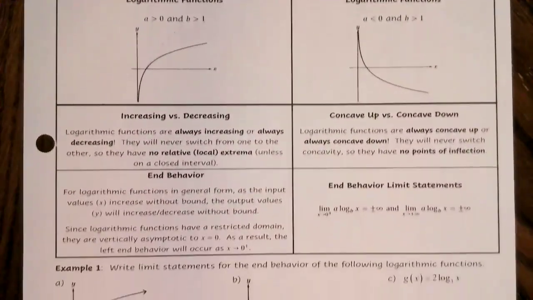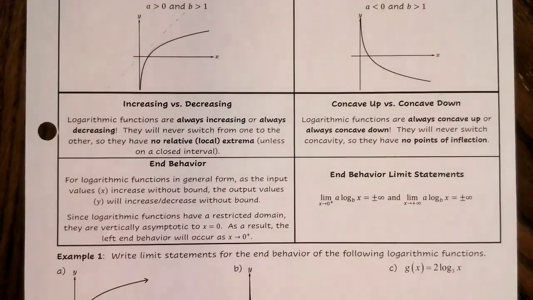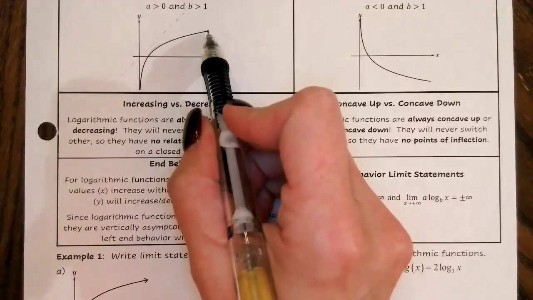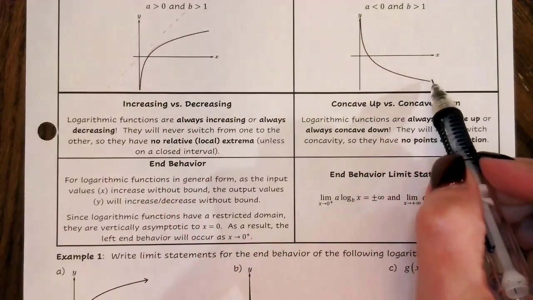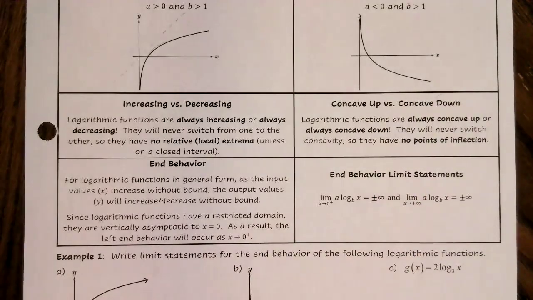All right, for the end behavior, logarithmic functions in general form, as the input values x increase without bound, the output values y increase or decrease without bound. So as my x's are getting bigger here, my y's are getting bigger. As my x's are getting bigger, my y's are getting smaller. So they are moving towards either positive infinity or negative infinity.